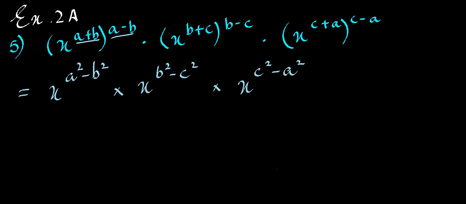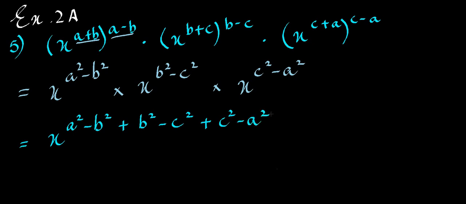Now, the next step is when we have a common base, what do we do with our exponents? When the common bases are multiplying, we add the exponents. And that's what we are going to do here. x raised to a square minus b square plus b square minus c square plus c square minus a square.